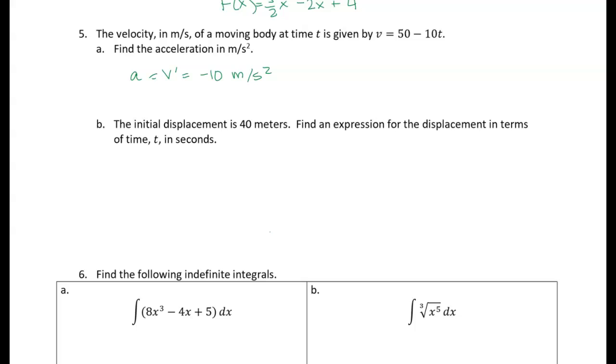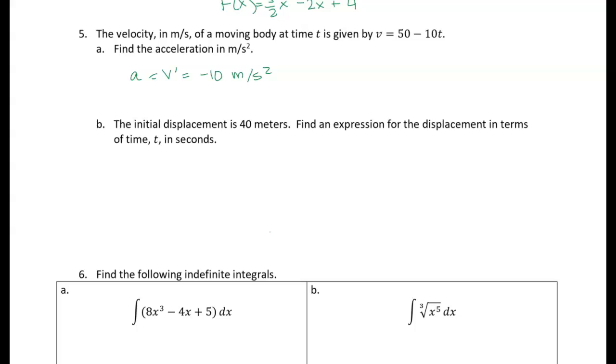All right, and then the second part of this question says the initial displacement is 40 meters. Okay, so we're starting at 40 meters away from some reference point, and we're asked to find an expression for the displacement in terms of time in seconds.